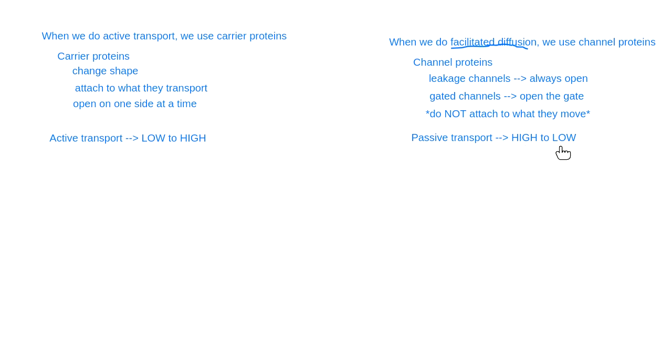I need to know what we're thinking, what questions we have. Let me pause and let us think. Yeah, so Tierney mentioned there's no energy required with channel proteins. 100% correct. Yes.